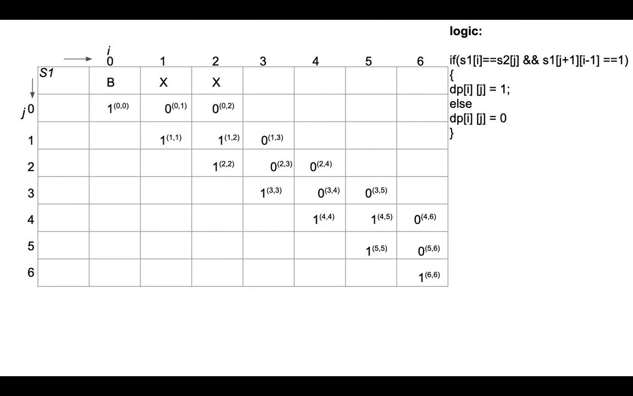In this iteration the sliding window size would be 4. Let's start. Now compare B with A, there is no match, fill the block with 0. Now compare X with B, there is no match, fill the block with 0. Now compare X with B, there is no match, fill the block with 0. Now check A with A, yes there is a match.